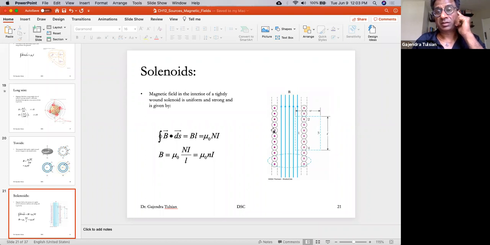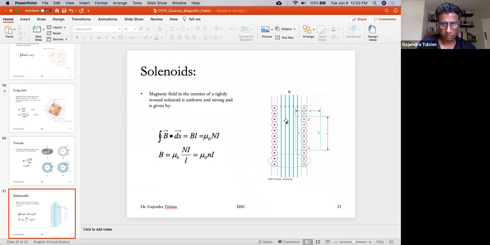These currents are coming out of the paper. This is a current going into the paper. And again, the field is mu naught n I. n is the number of turns of wire per unit length, and I is the current through the solenoid. Okay. And here is a solenoid.